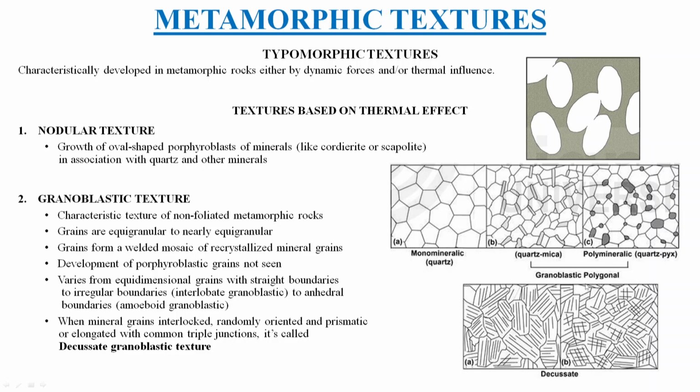And so, if it is polymineralic, it can also form a polygonal granoblastic texture. So, it varies from equidimensional with straight boundaries to irregular boundaries to anhedral boundaries, which are referred to as interlobate granoblastic or amoeboid granoblastic, like the amoeba shape. When mineral grains get interlocked, randomly oriented and prismatic or elongated with common triple junction, it is called decussate granoblastic texture, this one.